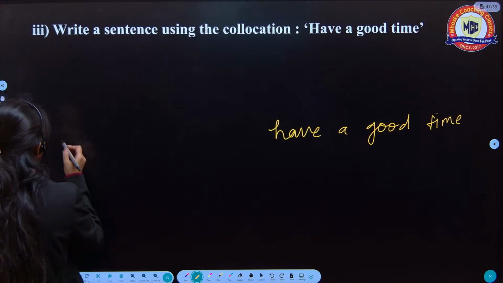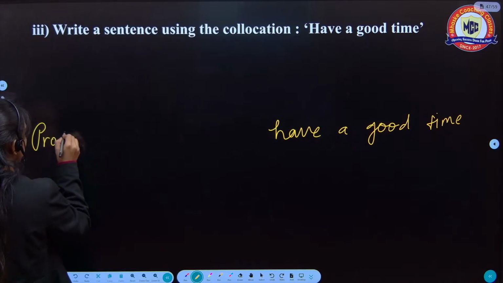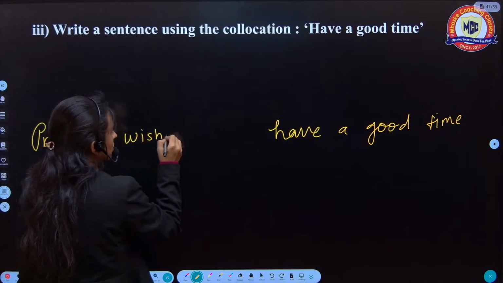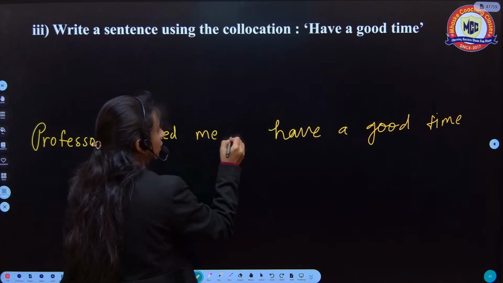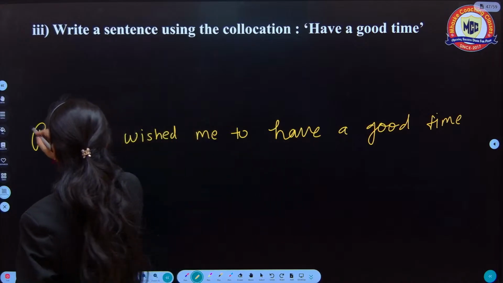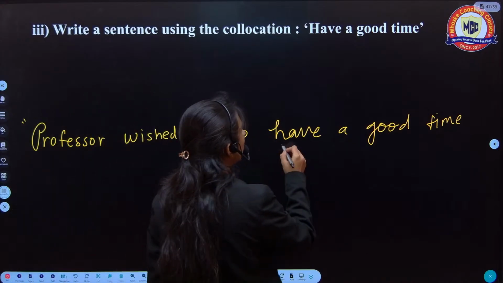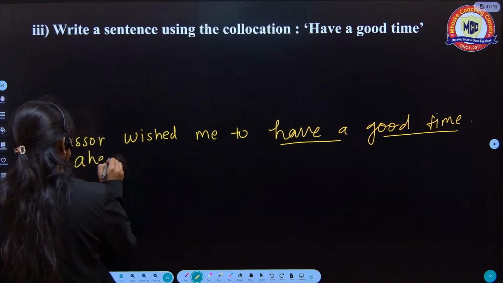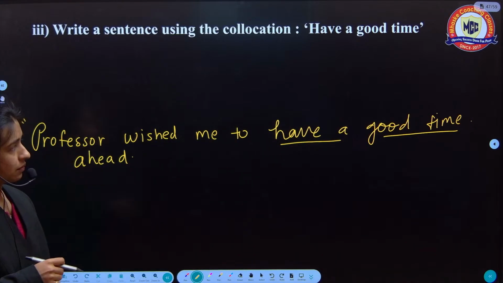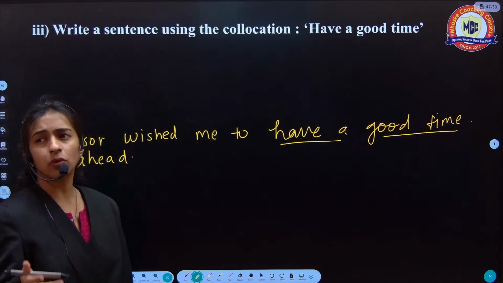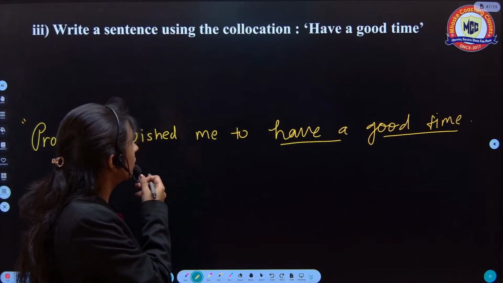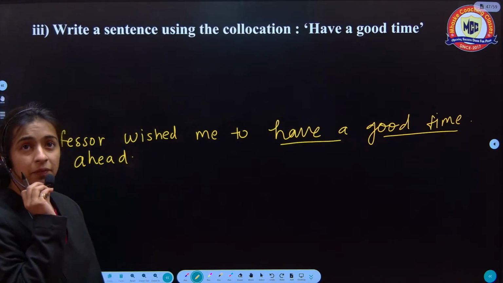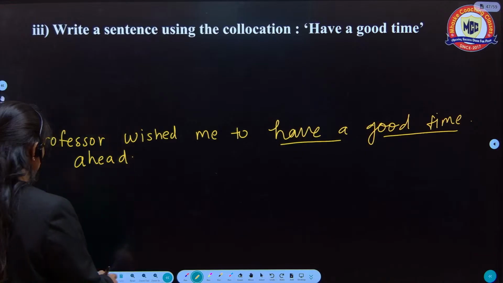Yes. So professor wished me to have a good time. Professor wished me to have a good time ahead. Have a good time is basically you may have a good time. It's a sort of greeting. So you can use it in a sentence: professor wished you have a good time ahead. Clear? Yes. Let's move ahead now.